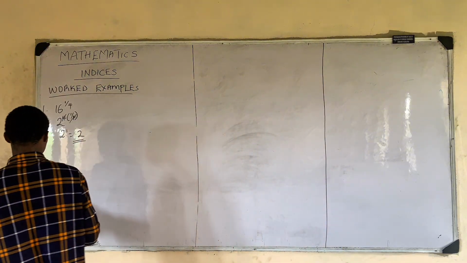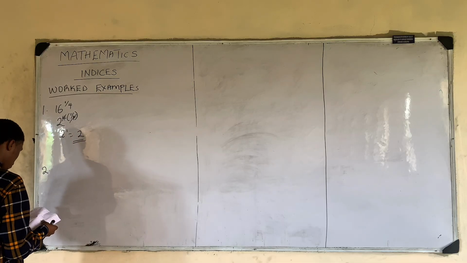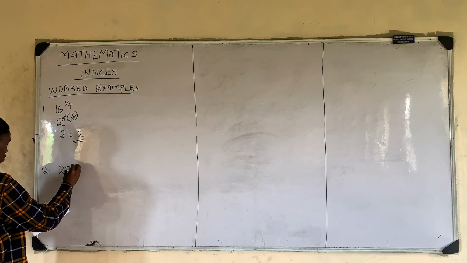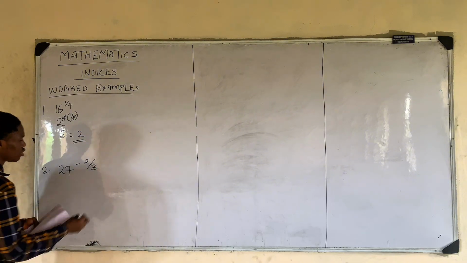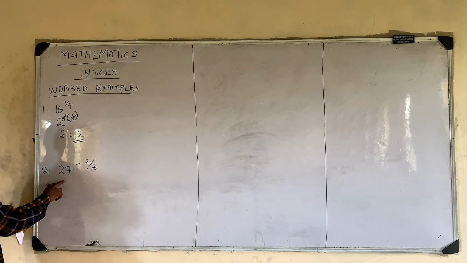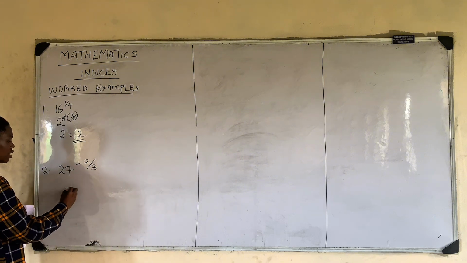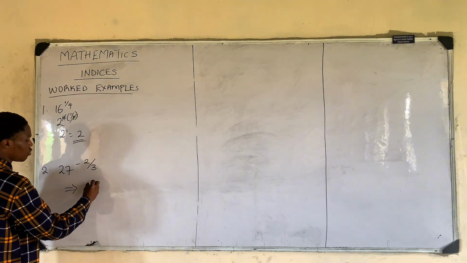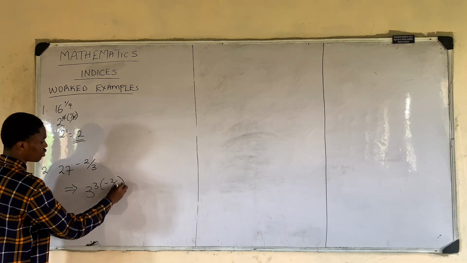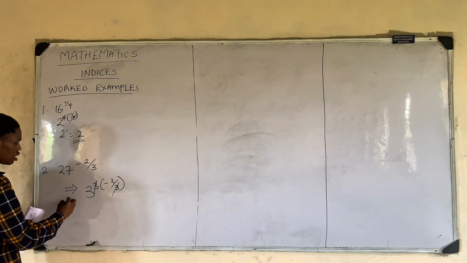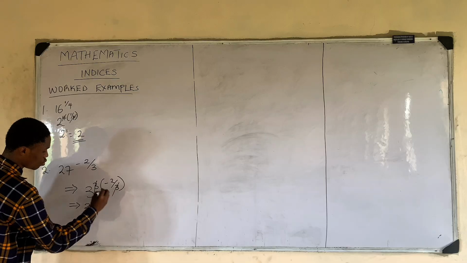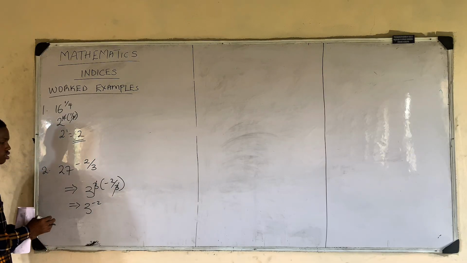Now let's continue. The second one we have is 27 to the power of minus 2 over 3. The same thing is applied. Let's break it down. This implies 3 to the power of 3, bracket minus 2 over 3. What happens? This will cancel this. Now you have 3 to the power of minus 2. The bracket is already out.